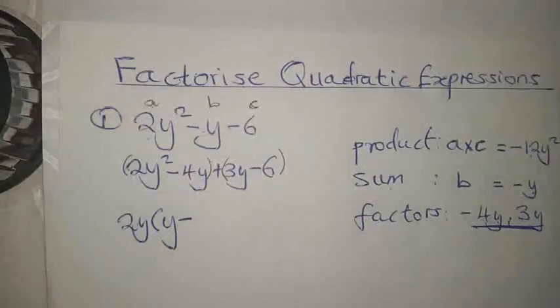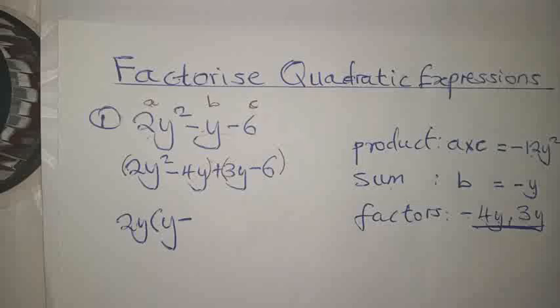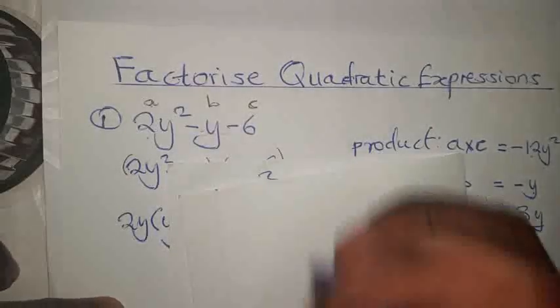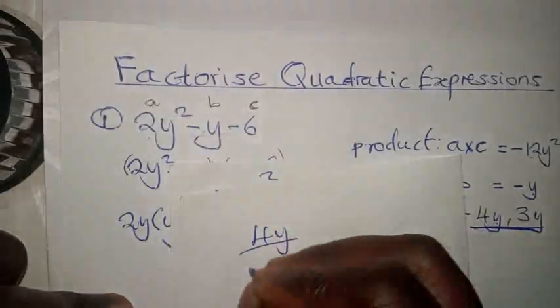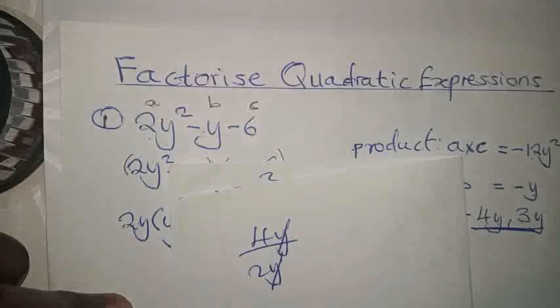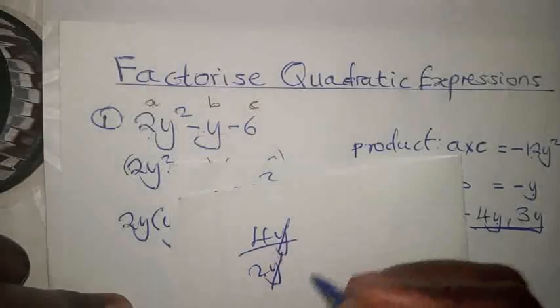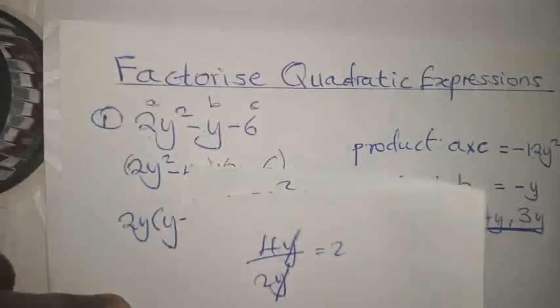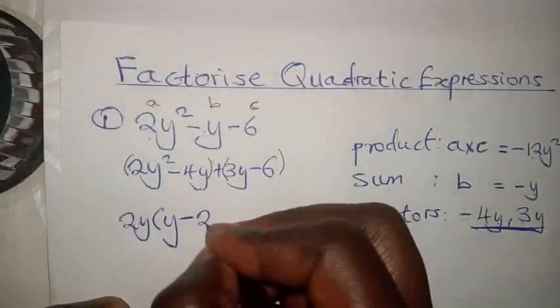Minus. Again, you do the same. You have 4y over 2y. y and y can divide. Then 4 divided by 2 is actually a 2. So that is what you're going to put here.